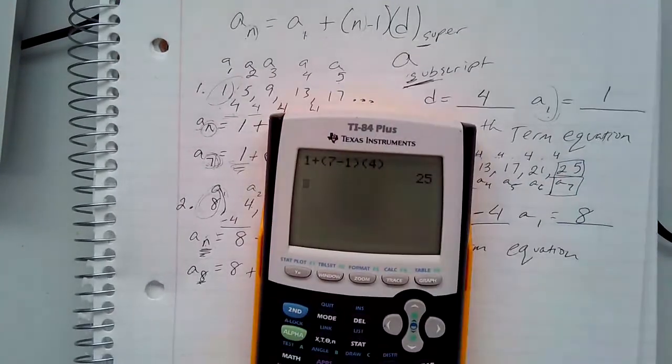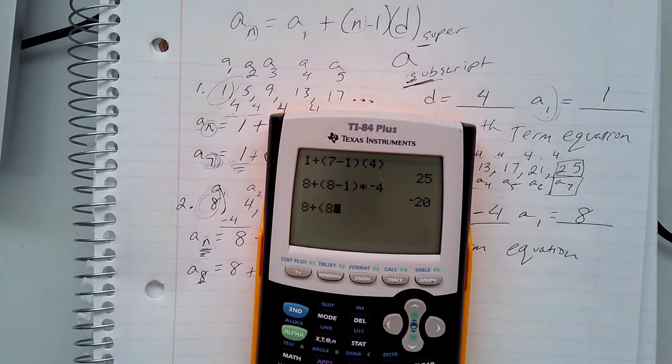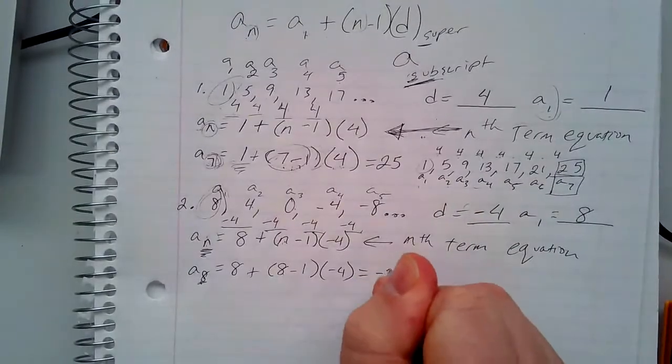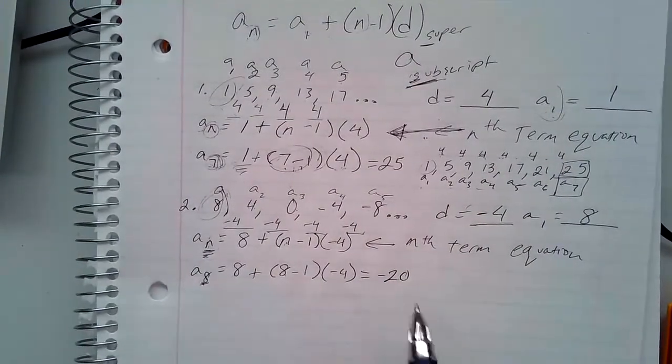And I'll pull up the trusty calculator. 8 plus 8 minus 1 times negative 4. Or we could have written it the other way. Oops. 8 plus, I forgot to shut my parentheses. 8 plus, 8 minus 1, close the parentheses, times negative 4. There. That's the better way to write it. Negative 20. So the 8th term is negative 20.